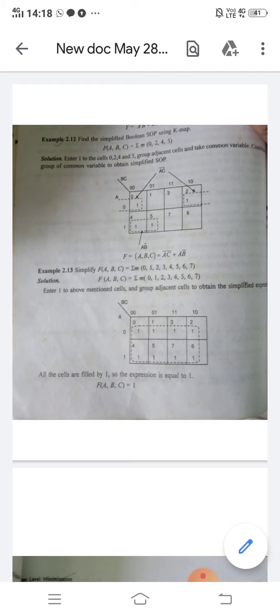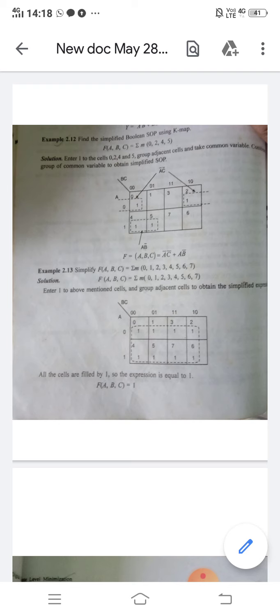So for 3 variables, as I have already told, convert it into 2 to the power n. Here 2 to the power 3 is equal to 8. So the number of cells will be 8. N is equal to 3, so the number of cells will be 2 to the power 3, which is 8. So we will make the K-map for 8 cells, 4 cells on top, 4 cells below, 8 cells.